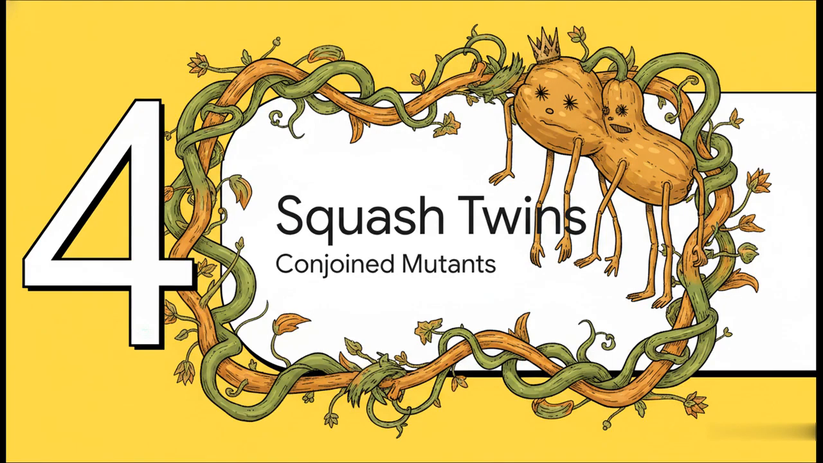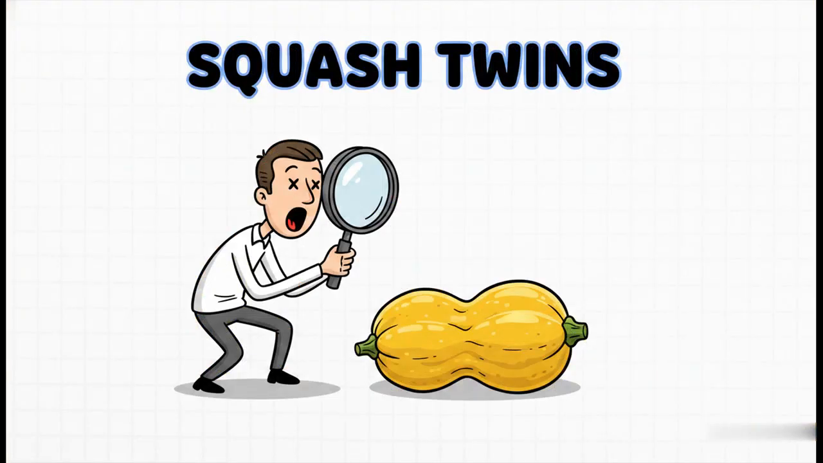Section 4. Squash twins. Conjoined mutants. Let's expand our analysis here and see how this glitch builds into the fruit itself. We see this exact phenomenon create what are essentially biological monstrosities, things like squash twins. This is basically conjoined fruit. It happens when a single ovary splits in two during its very early formation phase, fusing the resulting fruit together into a bizarre, conjoined twin.